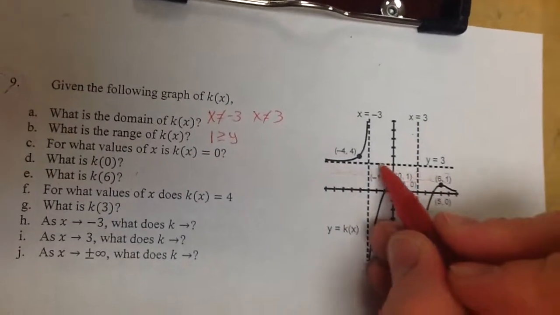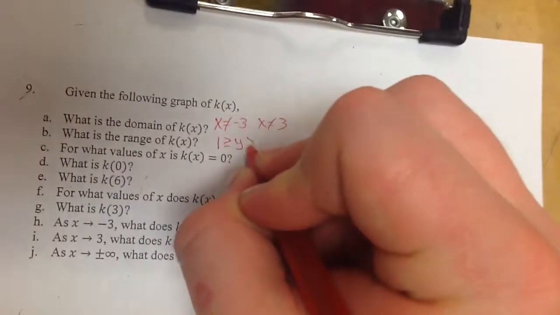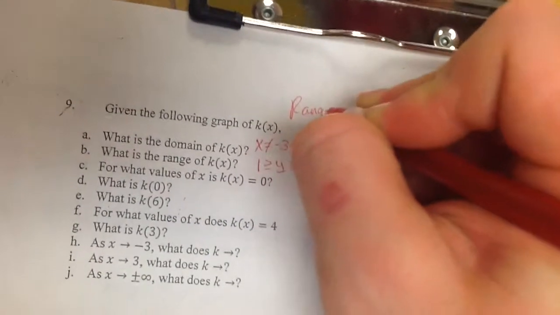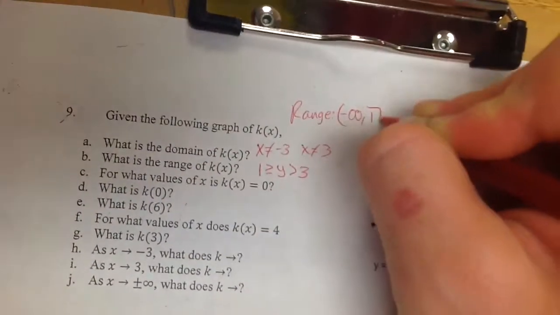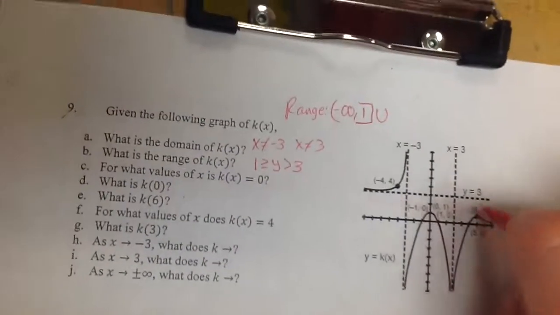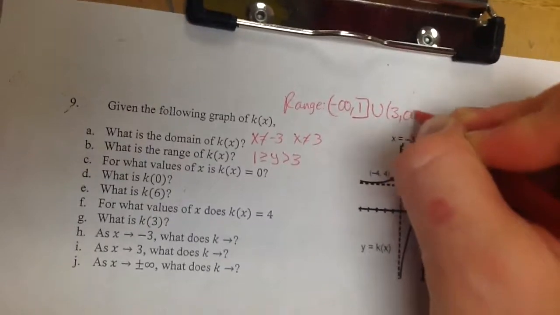But also, it's bigger than 3. It never hits 3, but it's bigger than 3. So something like that, or you could write it as intervals. You could write the range is from negative infinity to 1, parenthesis bracket, because it does hit 1, union. It doesn't actually hit 3, so it would be from 3 to infinity, both parentheses.